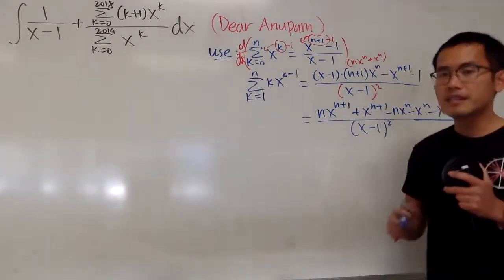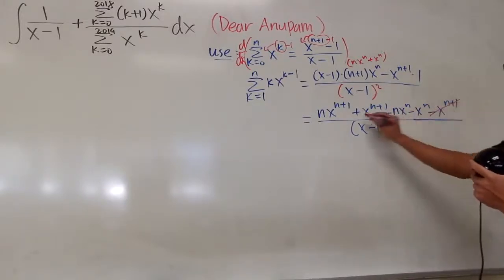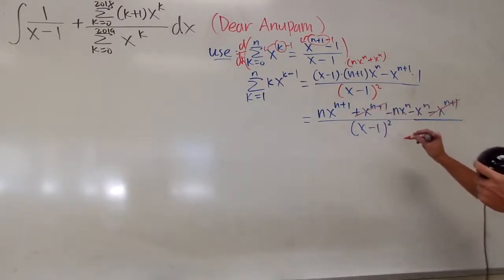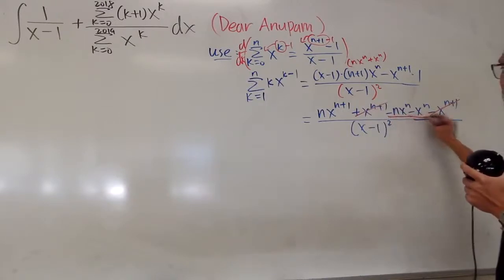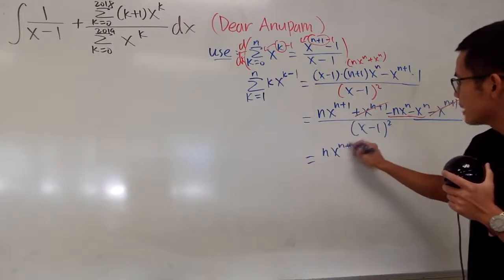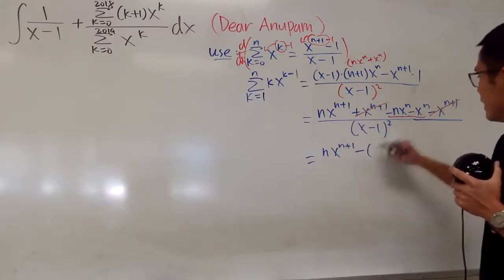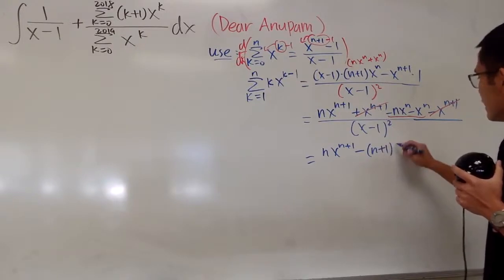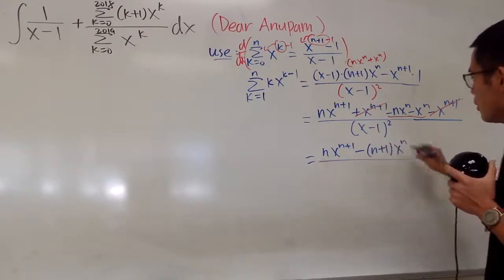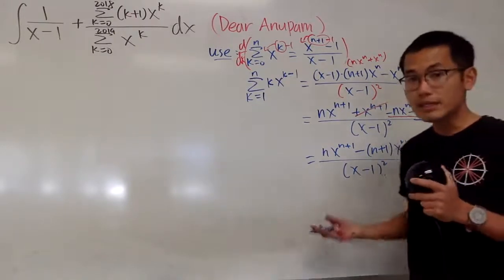Can we simplify anything? Yes. This and that cancel out, very nice. And this and that we can combine. Sure, that's about all. So we will have n x to the n plus 1, and perhaps you can write this minus, and then n plus 1, and then x to the n's power, all over x minus 1 squared. Right, so that's pretty much it.